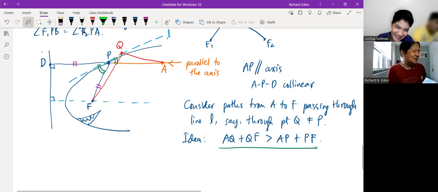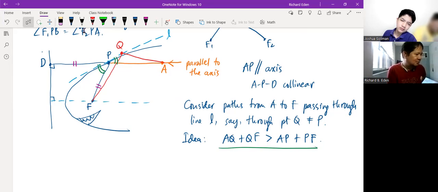Alright, so next time, other problems involving ellipses and parabolas.